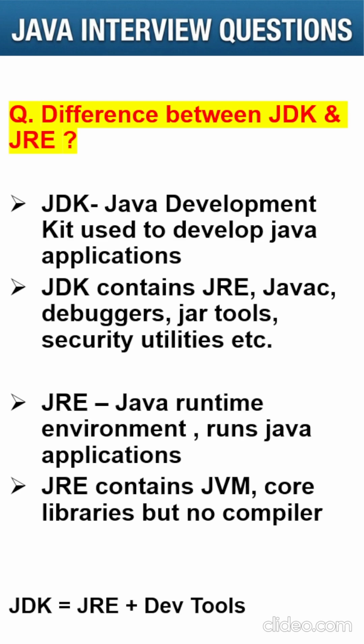Whereas JRE stands for Java Runtime Environment, it runs the actual Java applications using JVM. JRE contains JVM and the core libraries such as java.lang, java.util, java.io, etc. But it does not contain a compiler. So JRE is nothing but a subset of JDK.